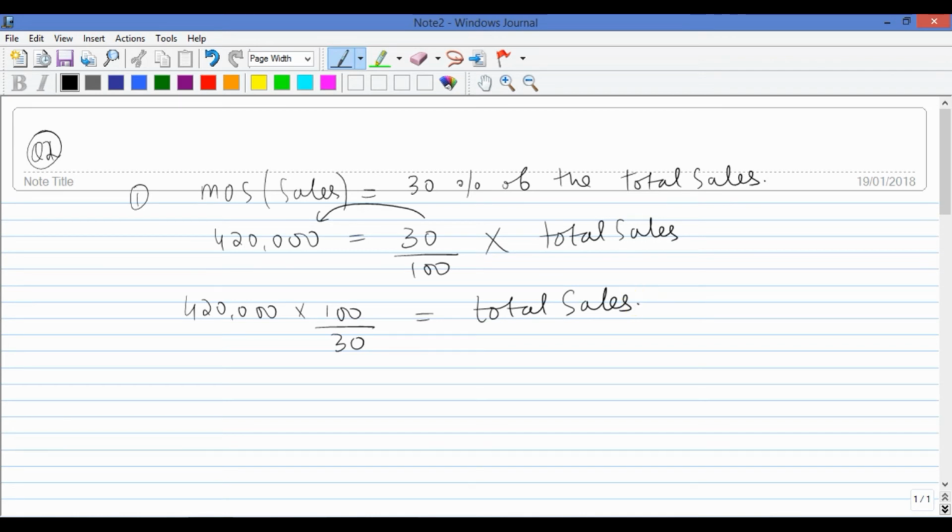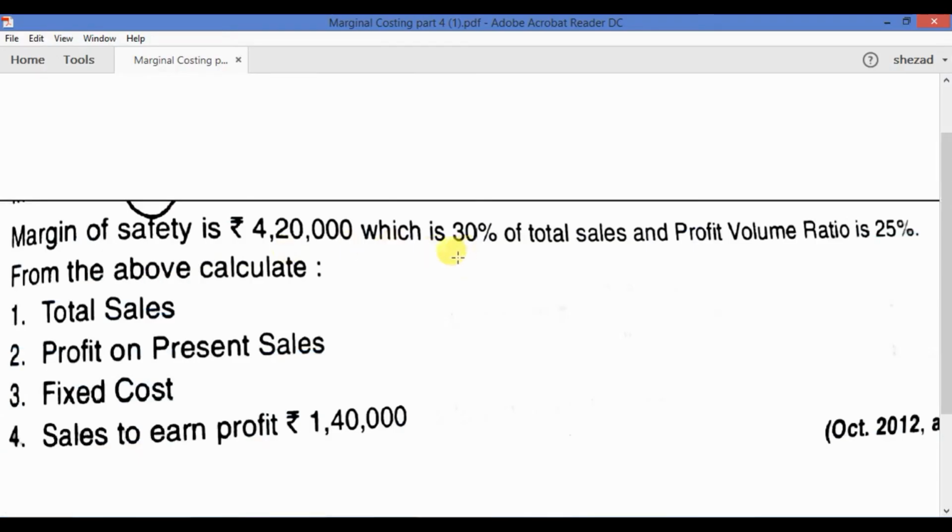So I'm using the calculator. It is 4 lakh 20 into 100 divided by 30, which is 14 lakhs. So I'm getting a total sales of 14 lakh rupees. Then they have given us the profit volume ratio, which is 25%.